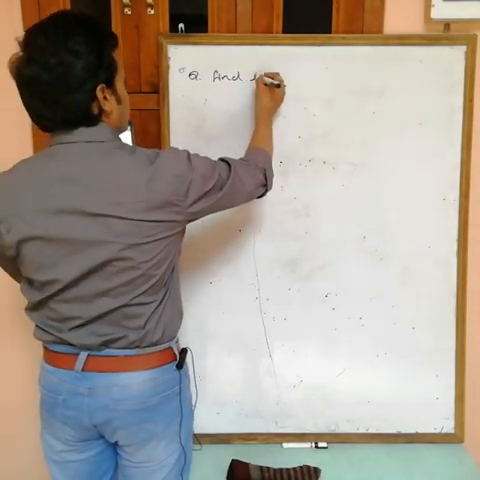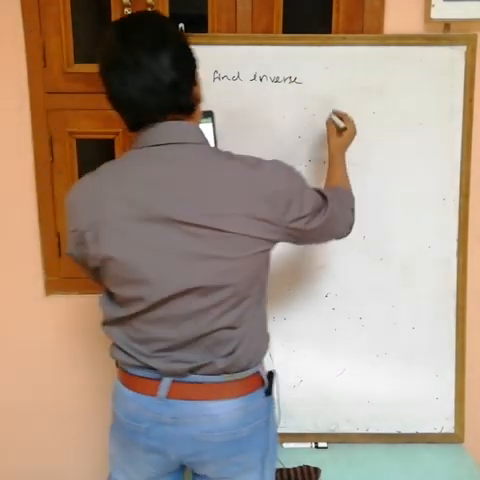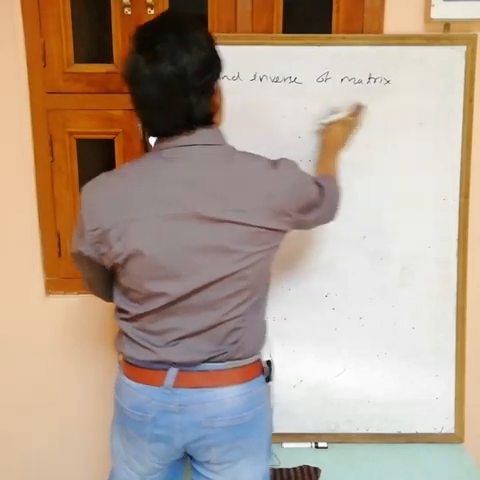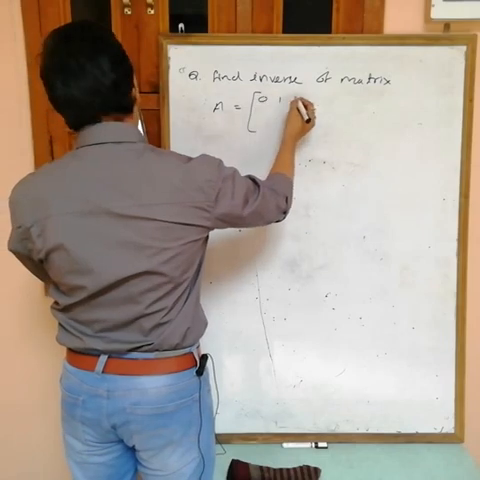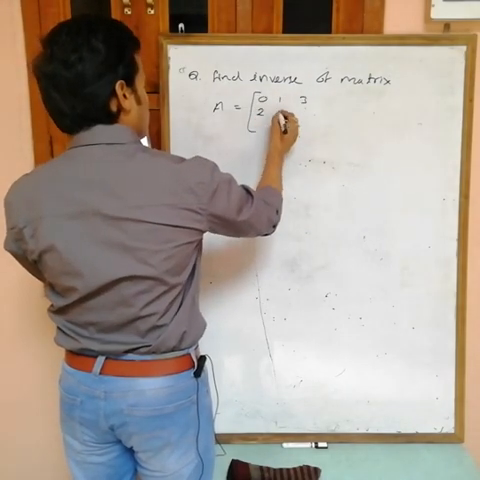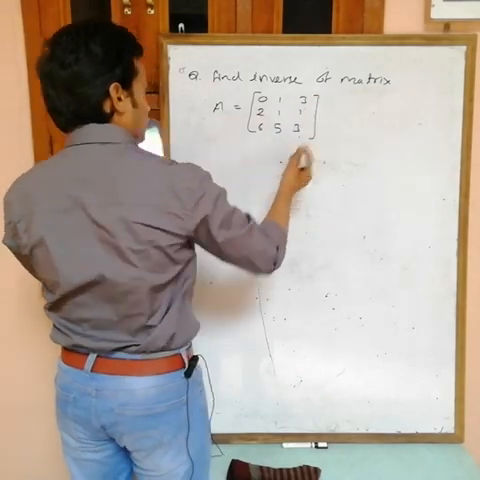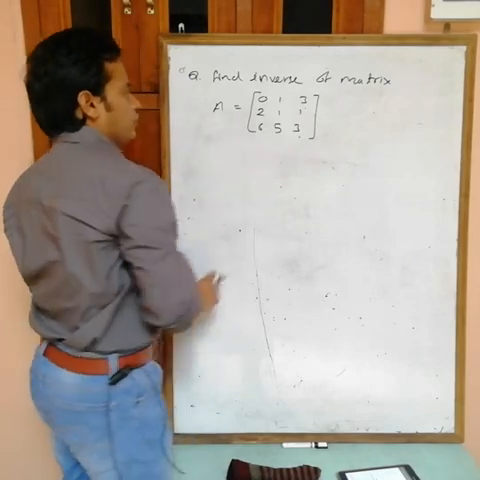Right, next. Find the inverse of matrix A, which is equal to 0 1 3, 2 1 1, 6 5 3. Find the inverse of this matrix. Okay, but one minute.